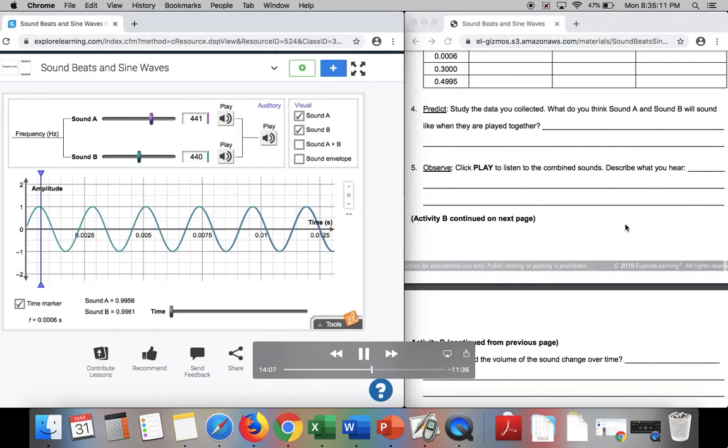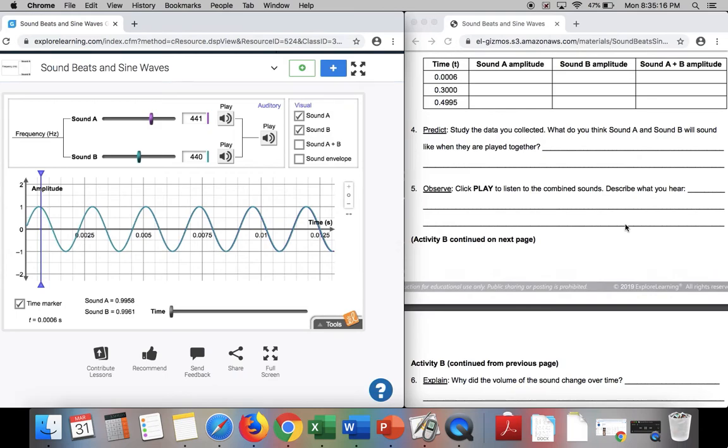Again, with predictions, there are no right or wrong answers, so don't worry about that. But you want to use the data that you collected, and you're going to predict what you think sound A and sound B will sound like when they are played together. So make a prediction there. If you've got sound A and sound B, you add those together in terms of amplitude.